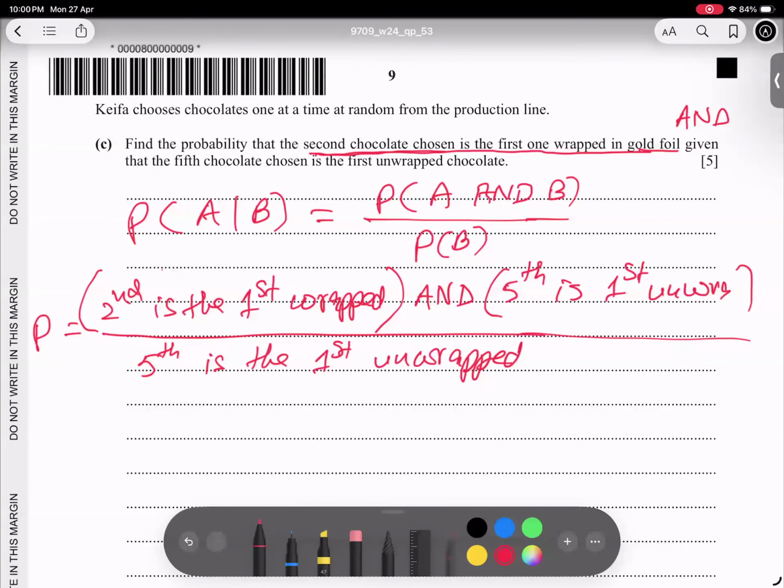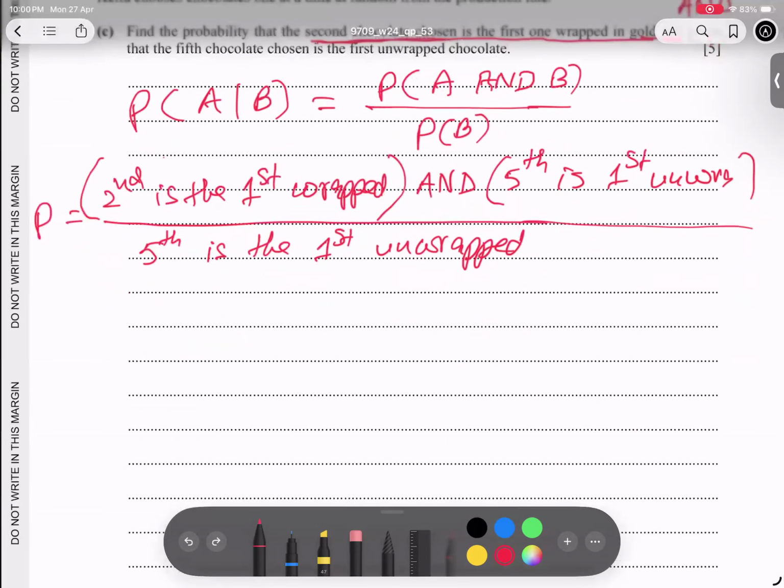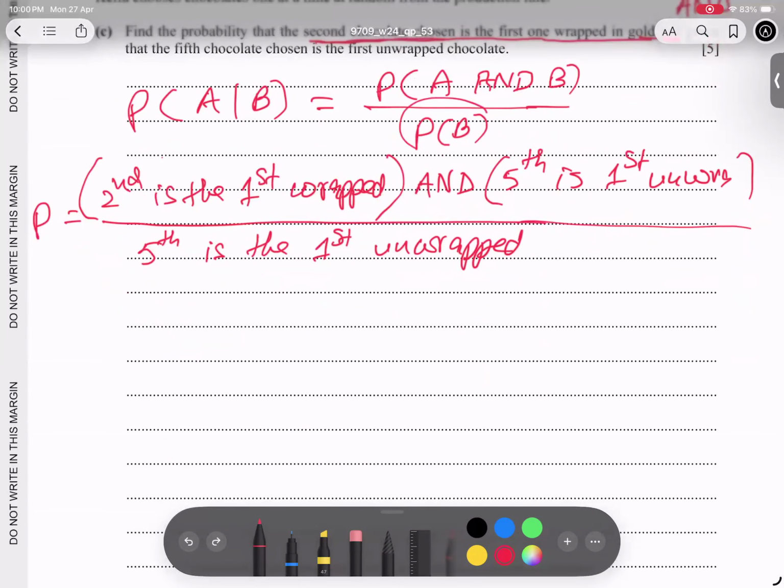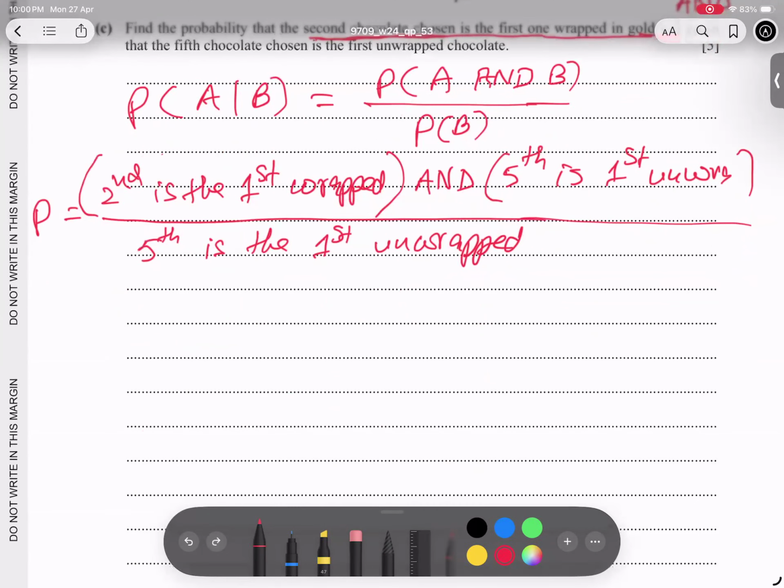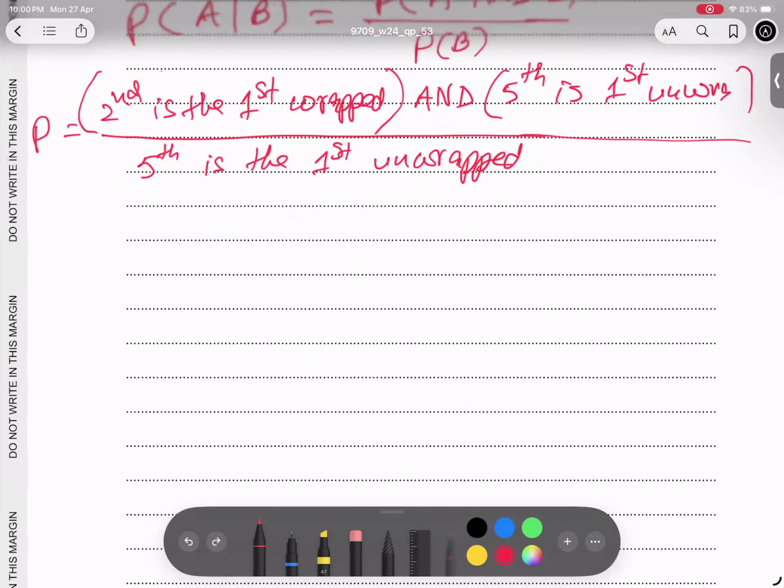So students, first of all, we will focus on "fifth is a first unwrap", because we always first focus on the given condition which is in the denominator. So it means I will focus on, there are options, for example, 1, 2, 3, 4, 5, because the whole question depends upon the fifth. So, given that, the fifth is a first unwrap, 100% unwrap is here. We're not caring about these.